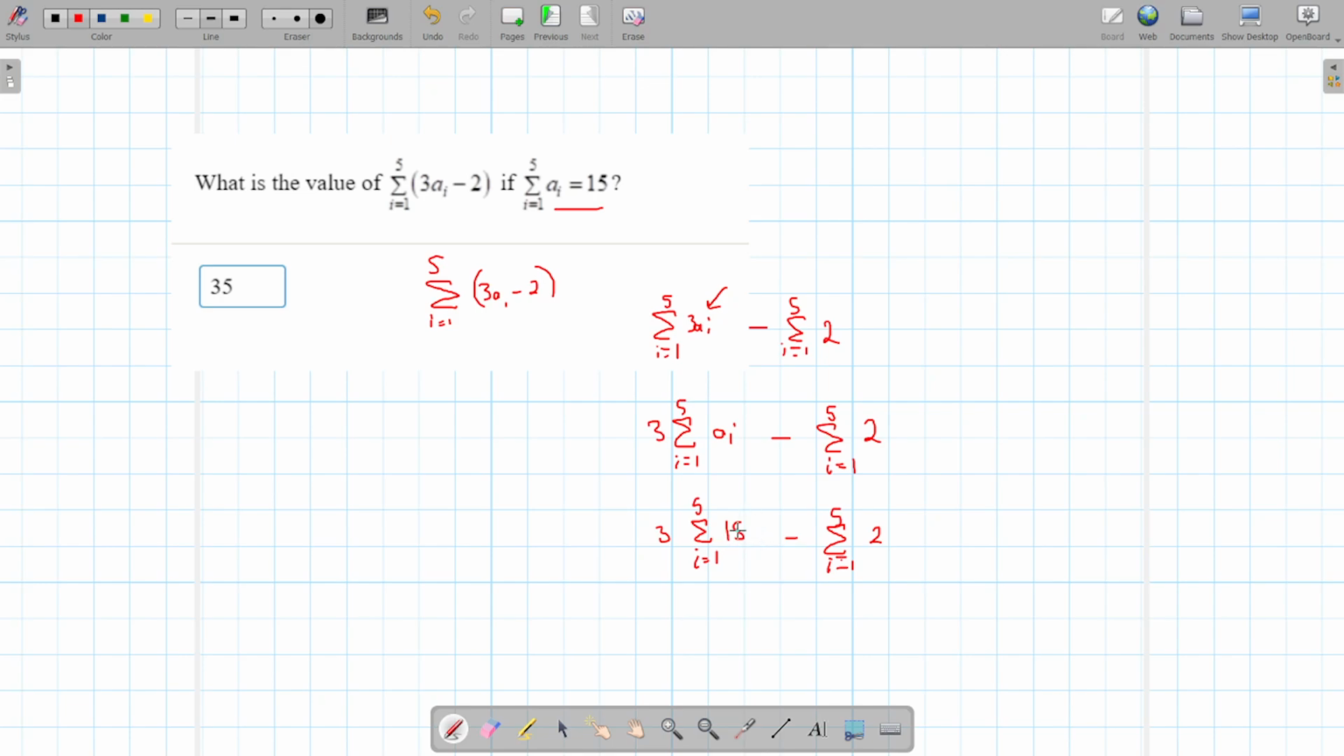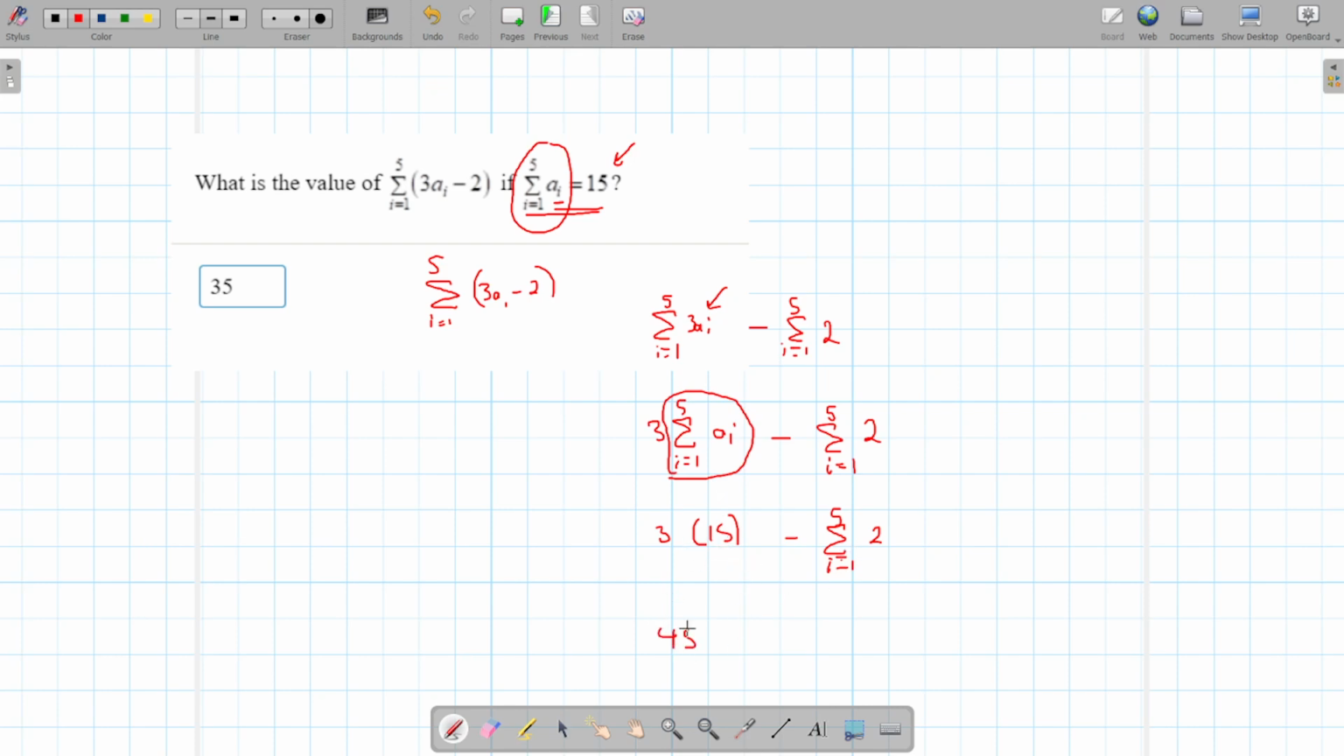Okay, how do you do this? My fault, I did not read the question properly. It's not 3 sigma 15, it's actually 3 times 15. My fault, because they said sigma a_i is 15, not a_i is 15. Instead of this sigma a_i, I put 15. So 3 times 15 minus sigma 2.